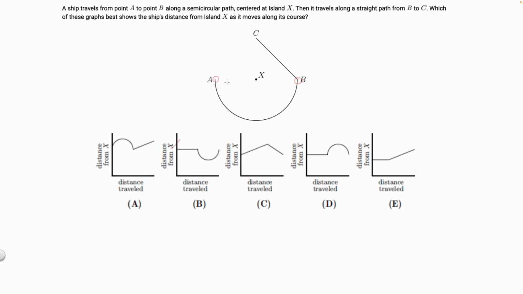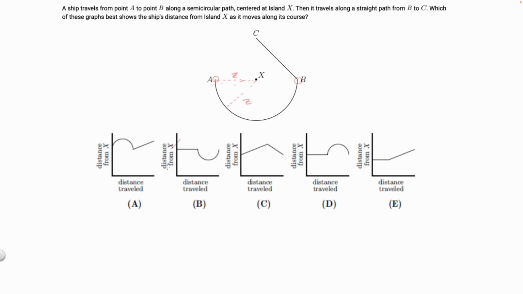And then first, if we assume that this segment over here, let's call it Z, is the same length all the way around the semicircle, so we could call it the radius of the semicircle, then the distance from X to any point on the semicircle is going to be the same.